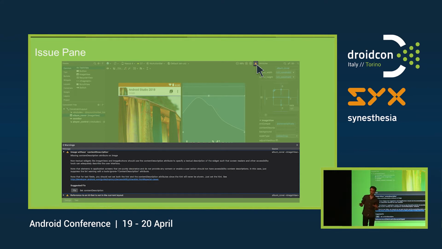So the issue panel shows you two kinds of error. The lint error that you might see in your XML file, and we're showing you the fix that goes with it. So for example, if you have, let's say, a button with a static defined string, we will show you the quick fix to extract this string into your resource file.